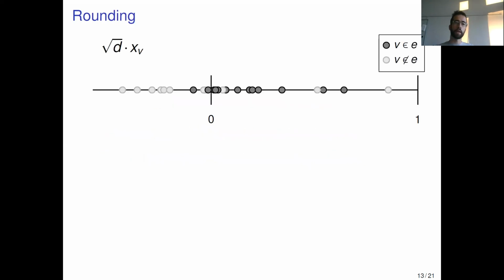So here we have plotted all, or most of, the vertices in the vertex set of our hypergraph, with specifically the vertices in some hyperedge e shown in darker color. So what should our rounding do?